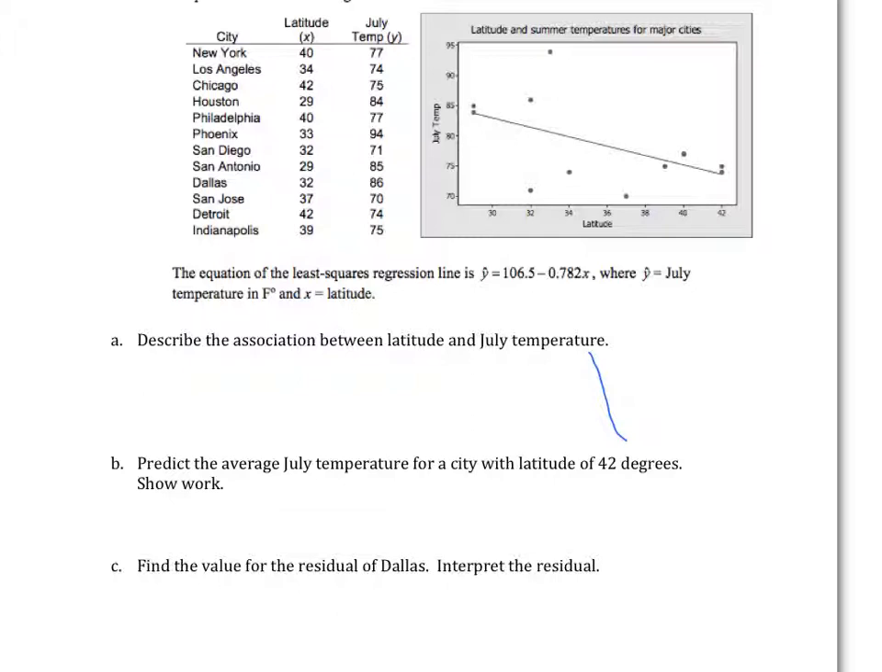This next one looked at an association between latitude and July temperature. So I would start off A using SUDS and saying the association between latitude and July temperature is linear, negative, and fairly weak. I would also point out that there's one unusual latitude that had a low latitude of about 33 and a particularly high July temperature.